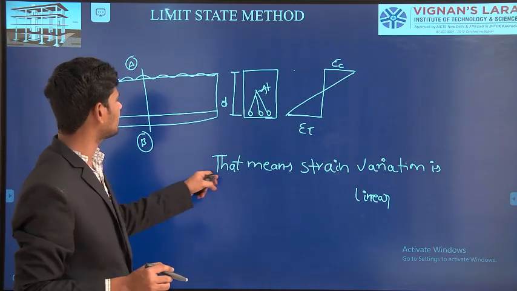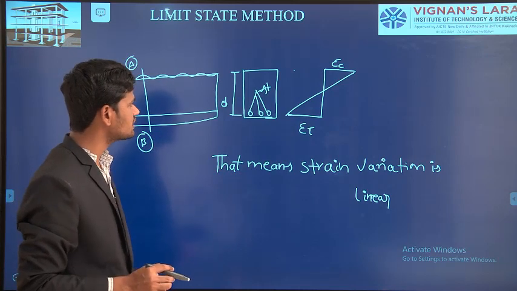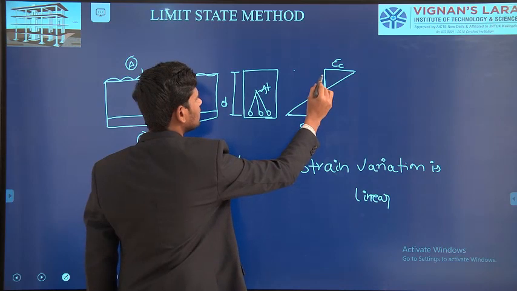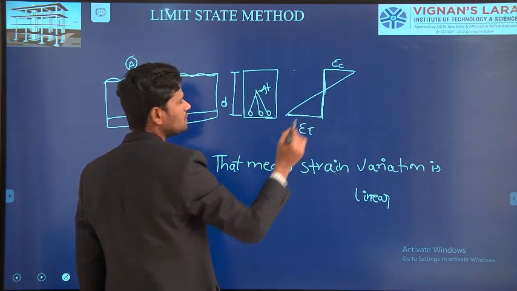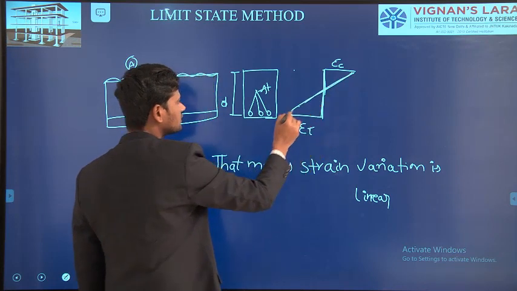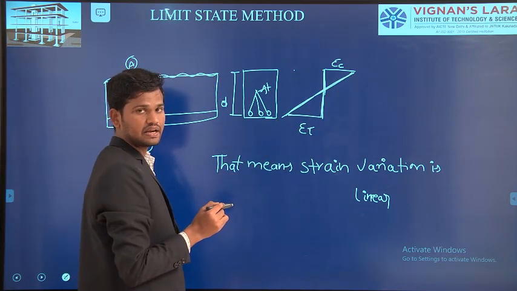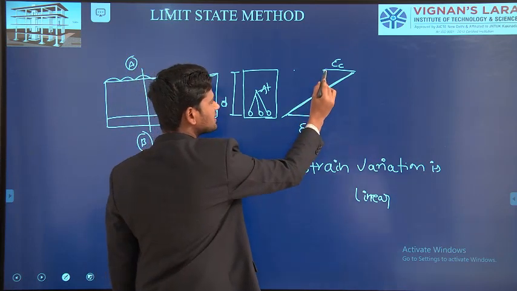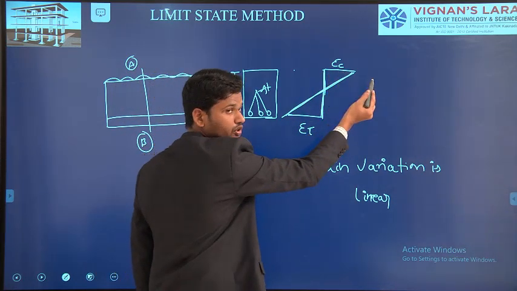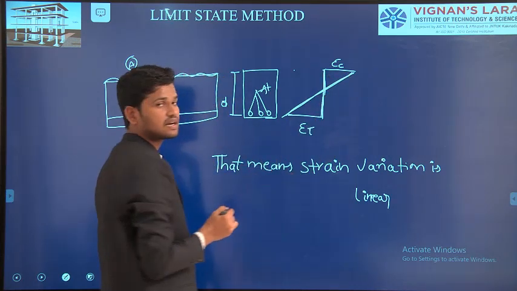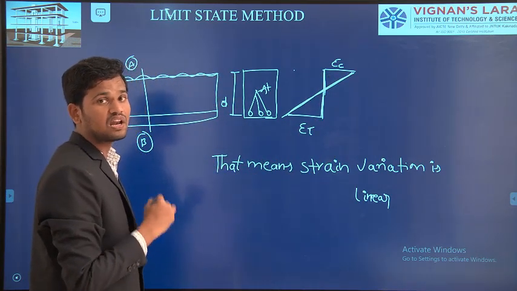If you observe here, that means strain variation is linear. If you see here, this is the section before bending. After bending also, if you observe here, the strain diagram is in a linear direction. That means it is not in any parabolic shape. The compression fiber particles may get shifted to another position, but after shifting of these particles, the tension zone of the member will not bend.